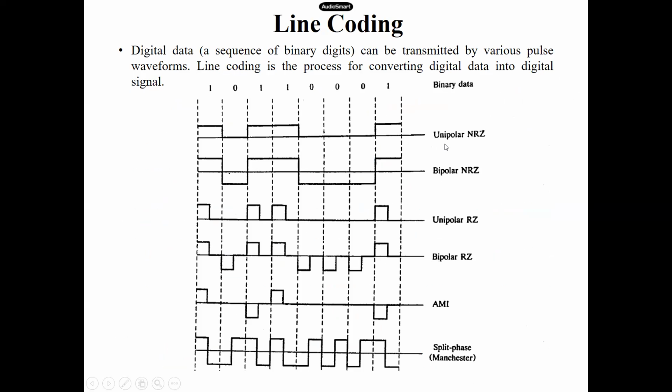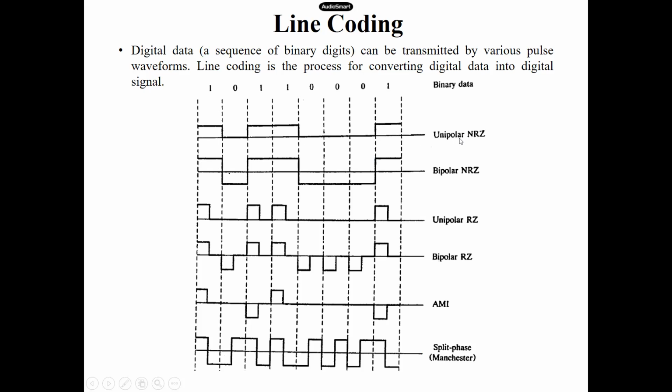So your first one is your unipolar NRZ, which is non-return to zero. Non-return to zero and return to zero mean that, with respect to the data bit 1, for return to zero the signal must return to 0 and start from 0. So if there's a 1, it starts from 0 and ends at 0. For non-return to zero, the signal can start from 1 and end at 1.